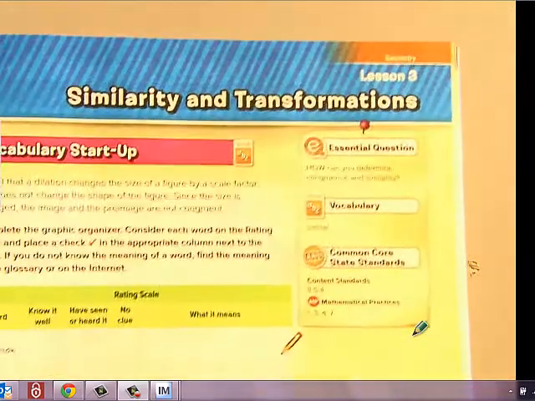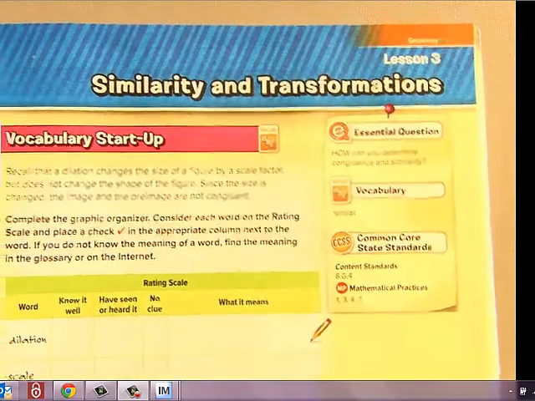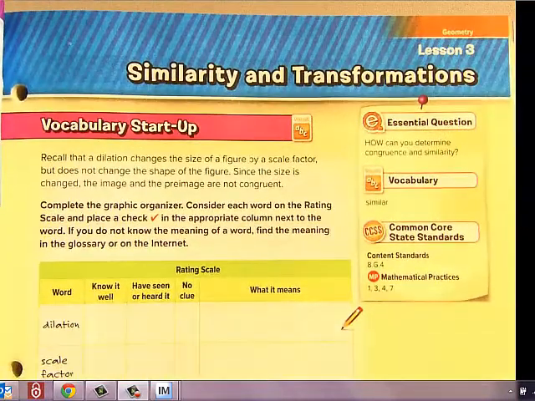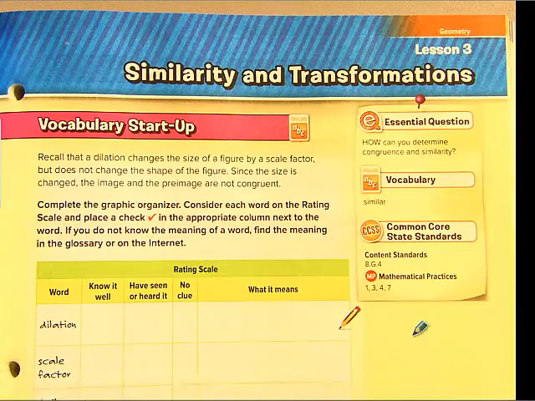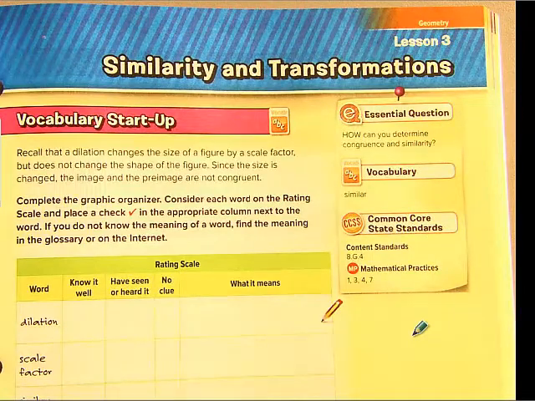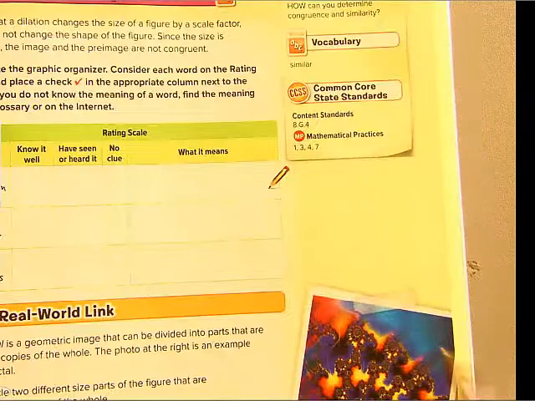Hey guys, we are ready for section 7, lesson 3, and today we're going to be talking about similarity and transformations. Let's go back and review some stuff. We've already talked about congruence. In fact, we've talked about congruence a couple of times.